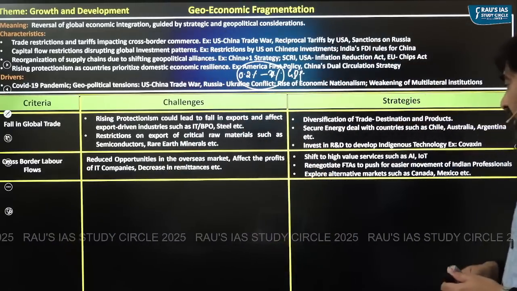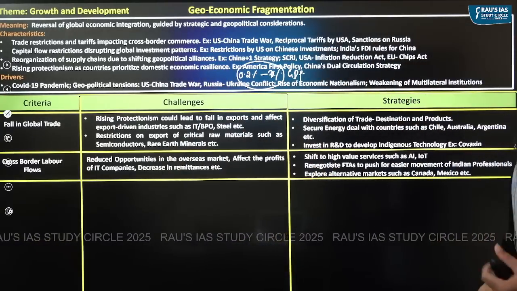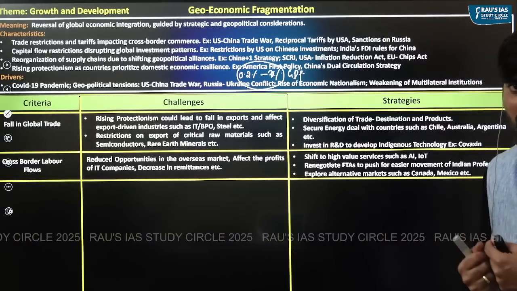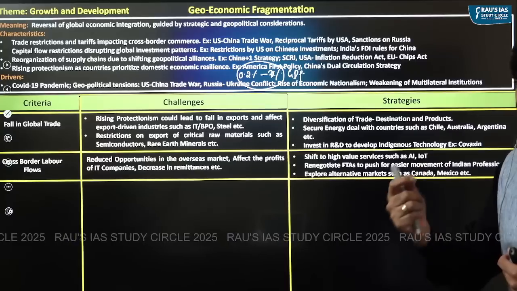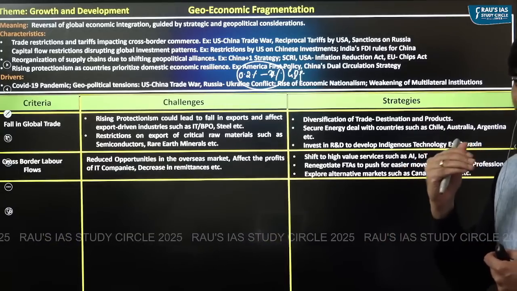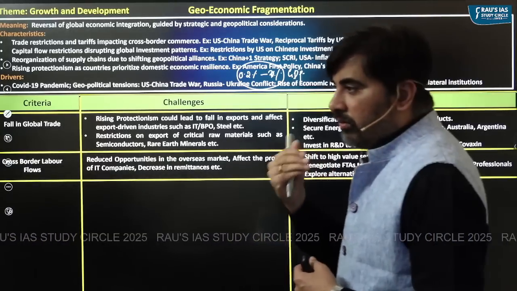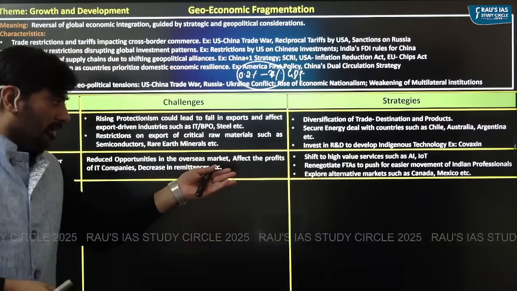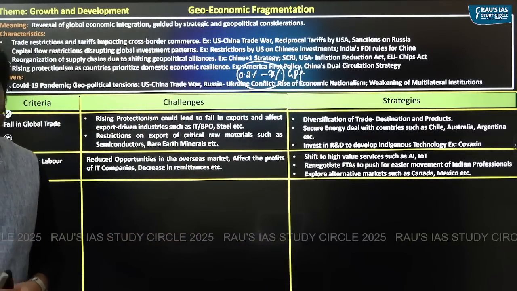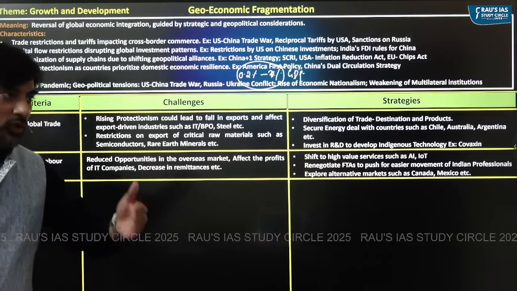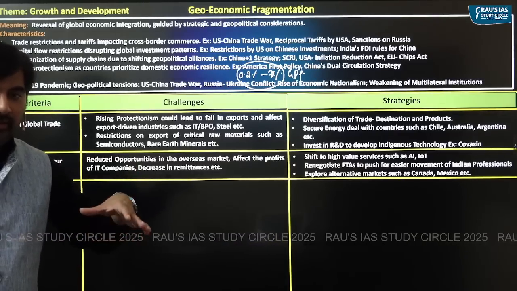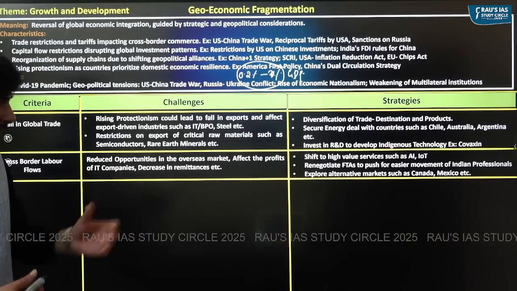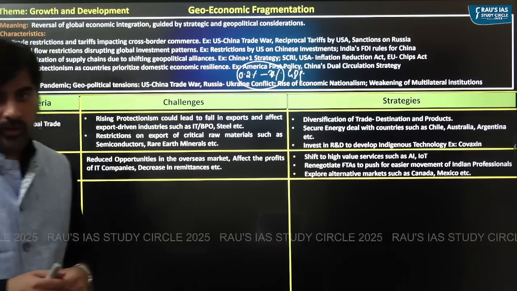Next one, we have to renegotiate FTAs with other countries so that India's advantage in terms of labor force is taken care of. So by renegotiating FTAs, we must ensure that we are able to provide for easier movement of Indian professionals into other countries. Next, we need to find alternate markets, especially for our labor. If US is putting restrictions in terms of H1B visa, we can probably explore alternatives such as Canada and Mexico.